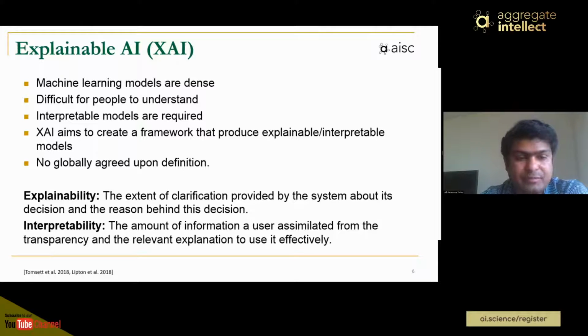So they defined explainability as the extent of clarification provided by the system about its decision and the reason behind this decision. And they defined interpretability as the amount of information a user gains from the transparency and the relevant explanation to use it effectively. In most of the papers, you will find these terms used interchangeably. So here we focused on interpretability, the amount of information a user is capturing from the explainable models.